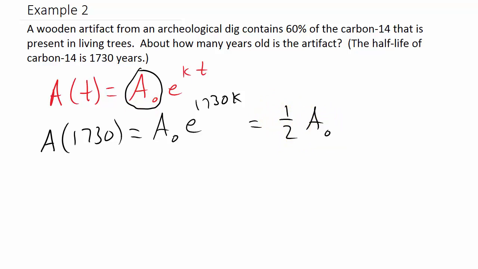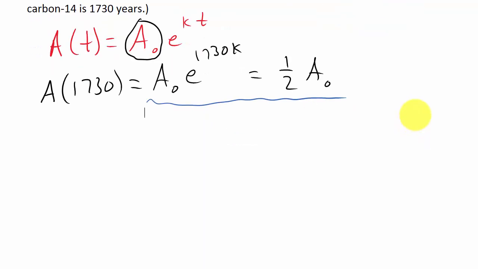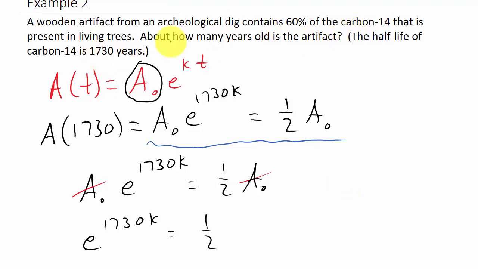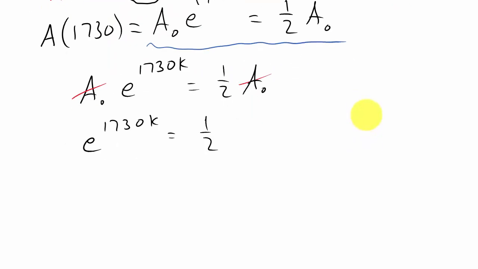So here we have an equation to solve. Let's write that down: A sub 0 e to the 1,730k equals 1/2 A sub 0. Look what happens here. Those cancel, so I'm left with e to the 1,730k is equal to 1/2. What we're doing right now is using this information that they gave us, the half-life of 1,730 years, to find k. We've got to know what k is.